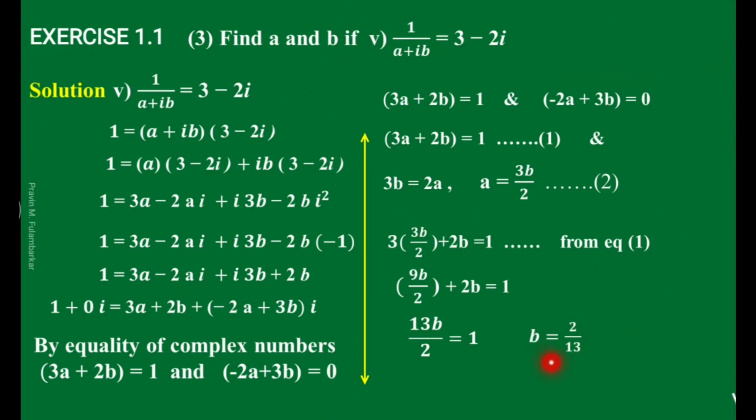Now substitute this b equals 2 by 13 in equation number second. So we substitute this b as 2 by 13. So 2 gets cancelled. We get a equals 3 by 13 from equation number second. So in this way we can find the value of a and b.